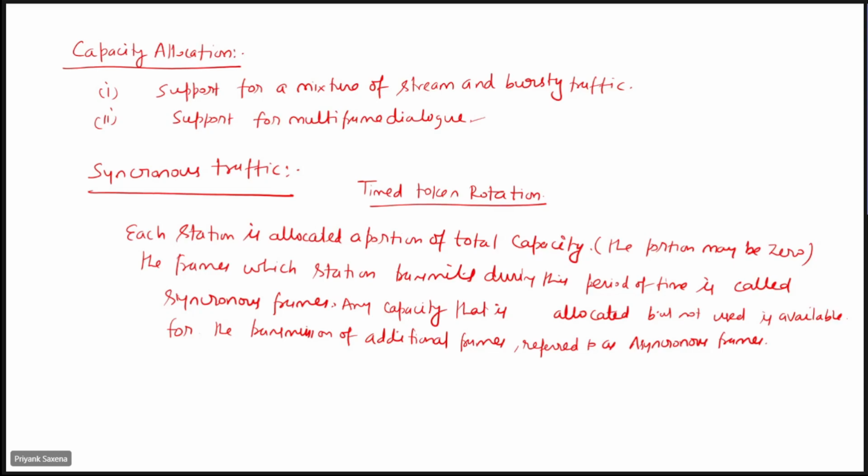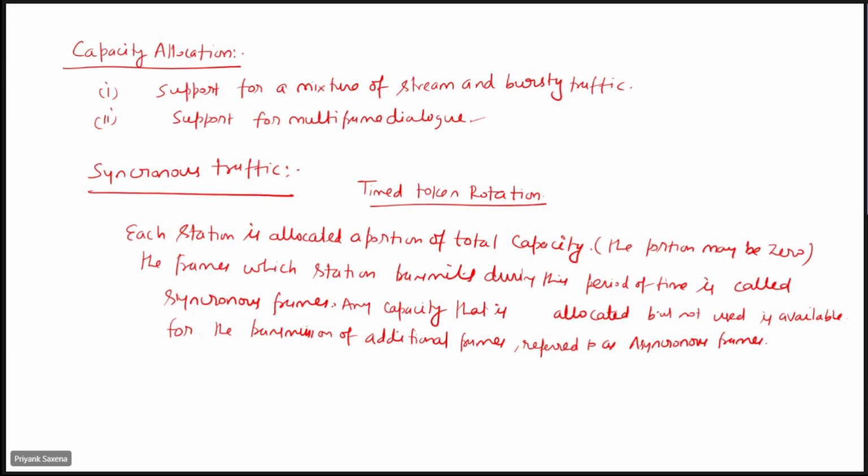So each station is allocated a portion of total capacity. This portion may be zero also, depending on the things. Suppose none of the stations supports any streaming traffic, and no station has that much data to send, so they can only participate in a synchronous allocation, which can be zero also. It does not necessarily have to be some allocation, right?